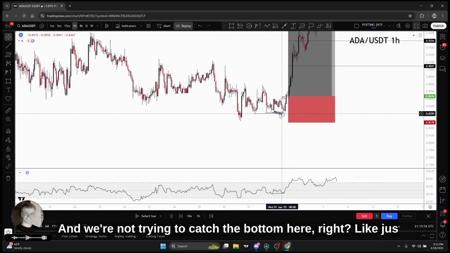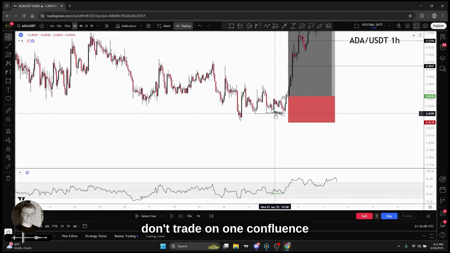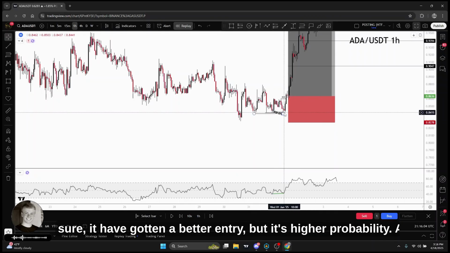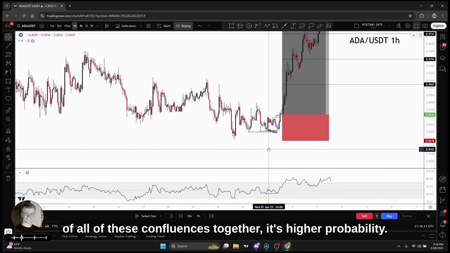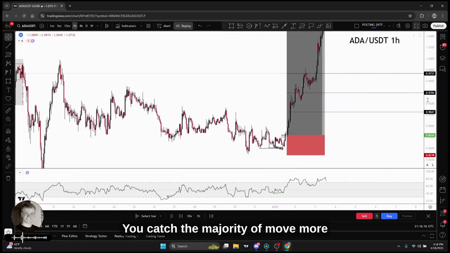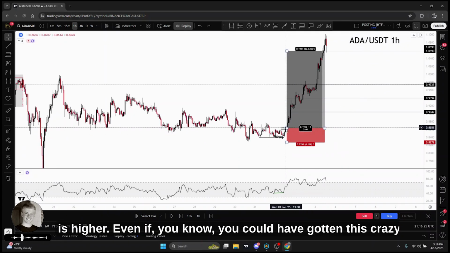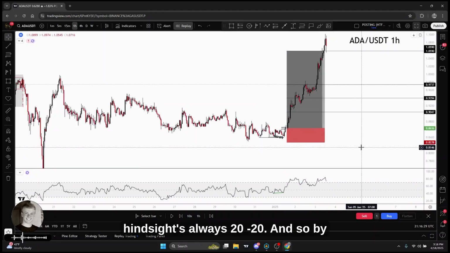And we're not trying to catch the bottom here, right? Just like with all the other confluences, I say don't trade on one confluence alone. And so using this RSI divergence, sure, it would have gotten a better entry, but it's higher probability, and that's the key. When you have the combination of all of these confluences together, it's higher probability. And so maybe you don't catch the perfect bottom, but that's okay. You catch the majority of the move more frequently. Your win rate is higher, even if you could have gotten this crazy entry if you just entered on the RSI divergence, but hindsight's always 20/20.